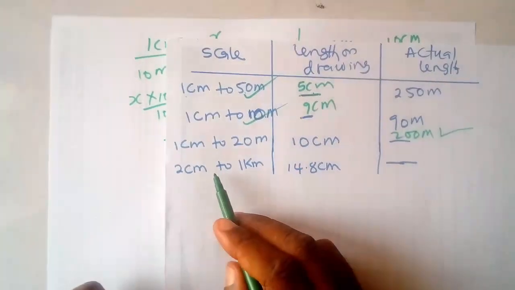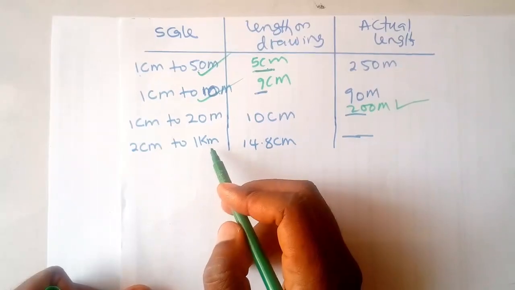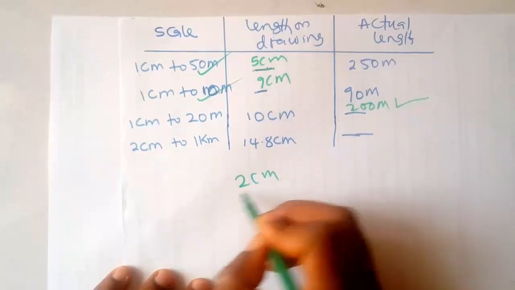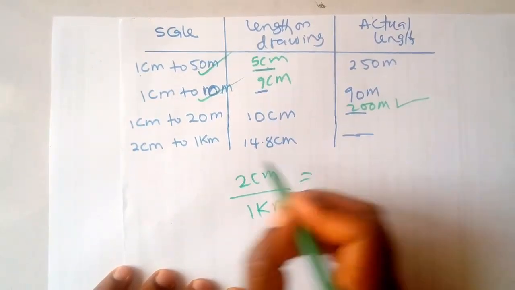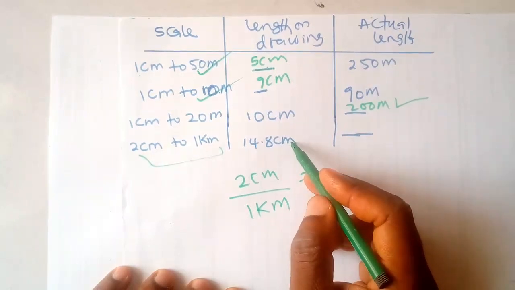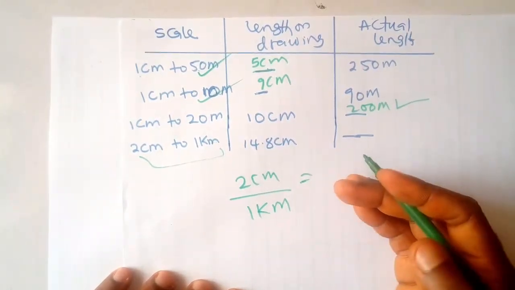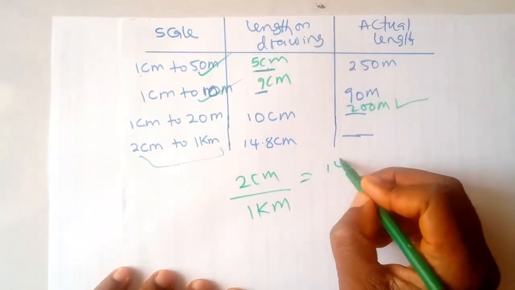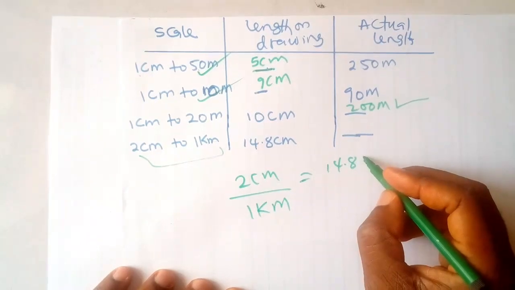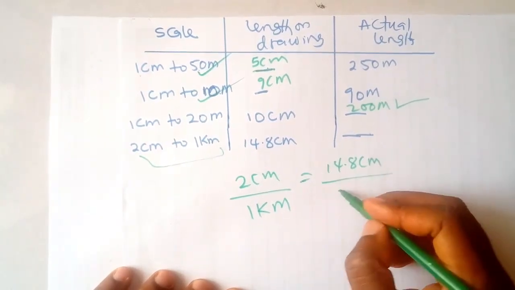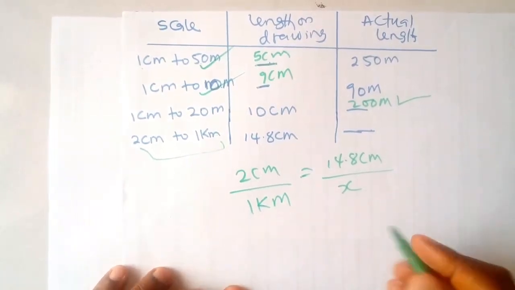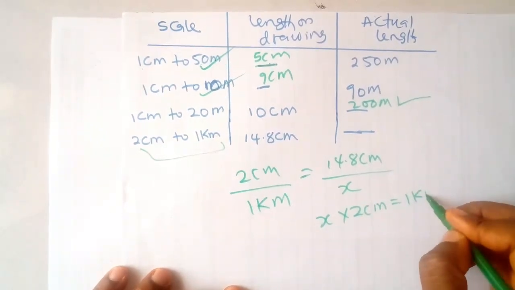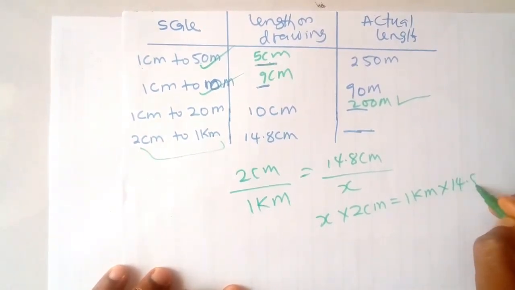The next one, the scale is 2 centimeter to 1 kilometer, as you can see. Let me solve it here. The scale is 2 centimeter to represent 1 kilometer. This is the scale. Then length on drawing is 14.8. Remember, scale is length on drawing over actual length. So length on drawing here is 14.8, go with this unit, over actual length unknown. Cross multiply as well. x times 2 centimeters is equal to 1 kilometer multiplied by 14.8 centimeter.